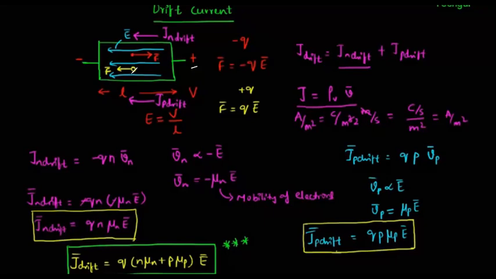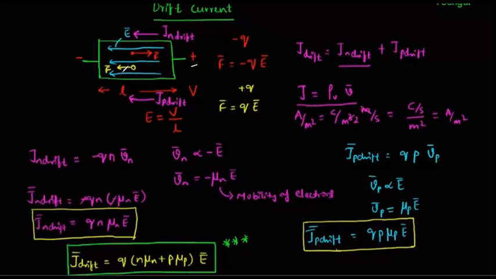Now, what do you think would be the direction of the electric field? The direction of electric field will be from positive to negative. This is what we have already studied in electric current, so I'm just revising it. If the electric field is in the direction of positive to negative, the force on electrons will be in the opposite direction, from this side to this side.